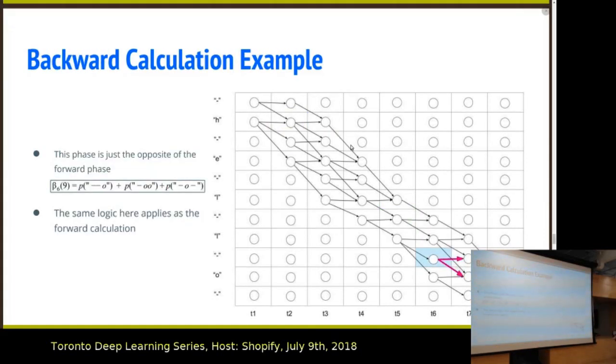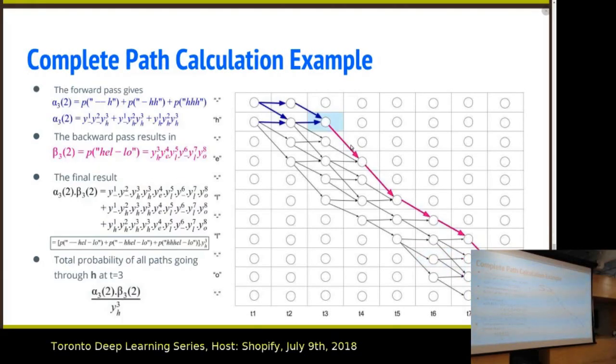With the backward calculation, it's pretty much the same as the forward calculation, but the other way around. If we want to calculate beta at time step 6 of the 9th token, we're trying to calculate the probability of transitioning from here to the end. And this just gives us the beta. Just like the alpha, it's the sum of the probabilities of the paths. Since we have 3 paths, we sum them.